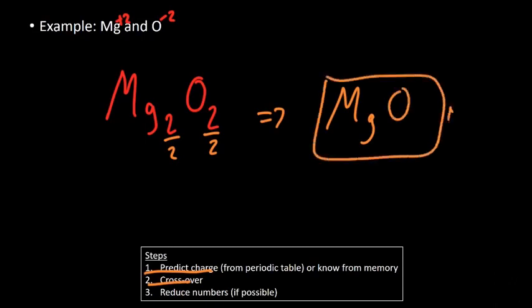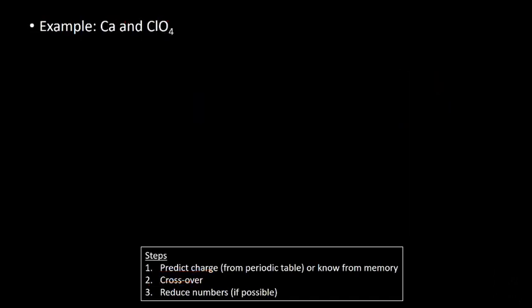So notice, it's kind of like when you have a fraction that can be reduced, you reduce it if you can. In the same way, we have magnesium oxide. 2 of each is neutral, but it's more than we need. 1 magnesium at +2 and 1 oxygen at -2 is neutral. Okay, now let's do one with a polyatomic ion.